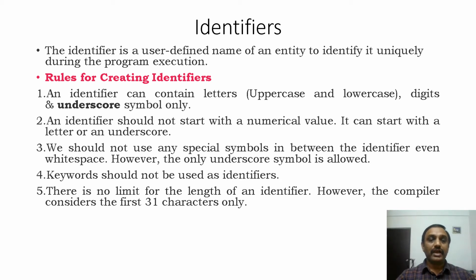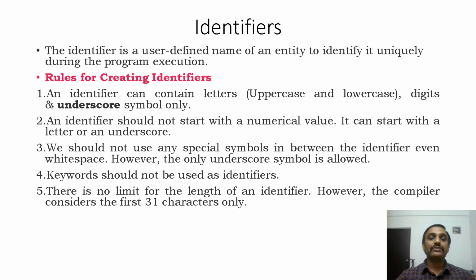First one, any identifier must contain letters, digits, and underscore symbol only. Next one, an identifier should not start with a numerical value. It can start with a letter or an underscore. We should not use any special symbols in the identifier. Even white space also you are not supposed to use.